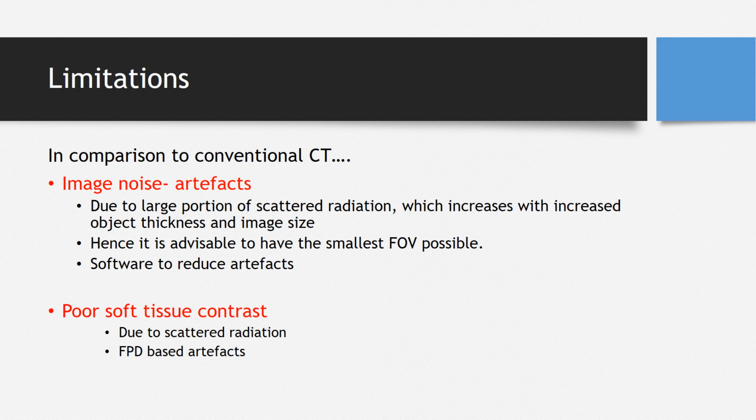And there are softwares to reduce artifacts nowadays, and there are methods to reduce these artifacts. But nevertheless, if you do have a lot of metal restorations in the oral cavity, you will end up getting a lot of scatter. So there is also poor soft tissue contrast. So CBCT is generally used for hard tissue structures, the tooth and the bone.